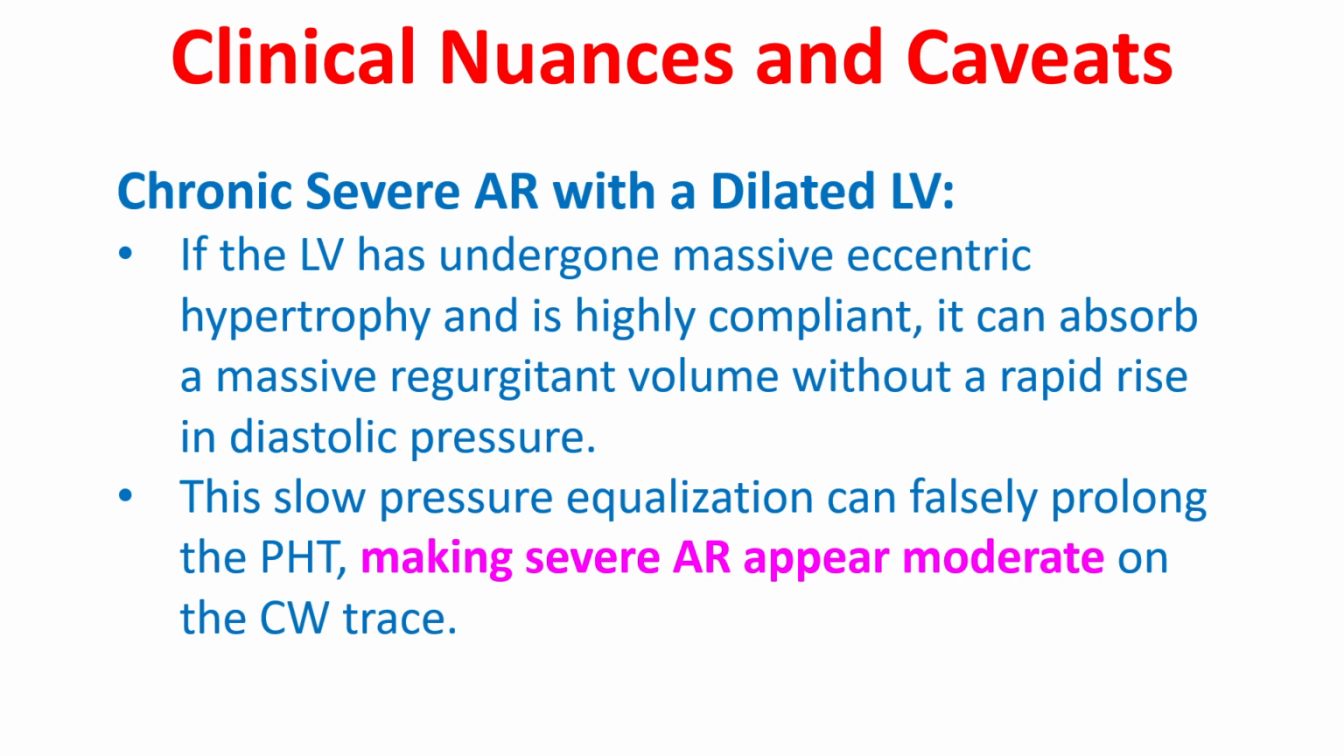Chronic severe AR with a dilated LV. If the LV has undergone massive eccentric hypertrophy and is highly compliant, it can absorb a massive regurgitant volume without a rapid rise in diastolic pressure. This slow pressure equalization can falsely prolong the PHT, making severe AR appear moderate on the CW trace.